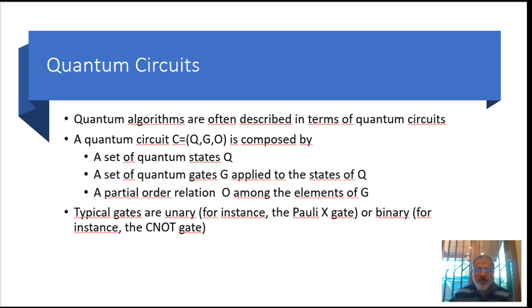Quantum algorithms are generally described in terms of quantum circuits. A quantum circuit is composed of a set of quantum states that are the values considered during the computation, a set of quantum gates that are applied to the quantum states and change their value, as well as a partial ordering relation among the quantum gates. In this work, we will consider quantum gates that are applied to one Q state, unary gates, or to two Q states, binary gates.